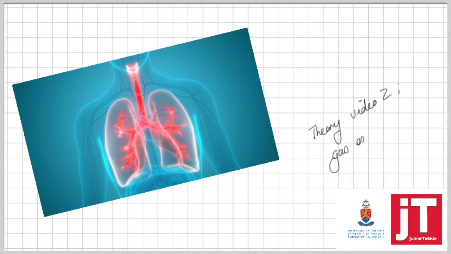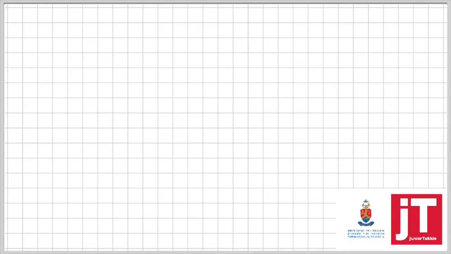In this video that I'm going to be sharing with you, we're going to be looking at the theory video 2 of the respiratory system, and this one deals with gas exchange. Hopefully by the end of this video you've got a good understanding of how the body is able to take in oxygen and move out that waste product of carbon dioxide in the process of breathing.